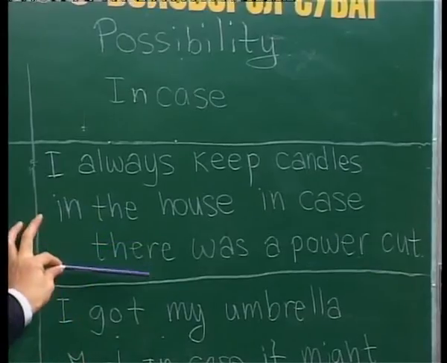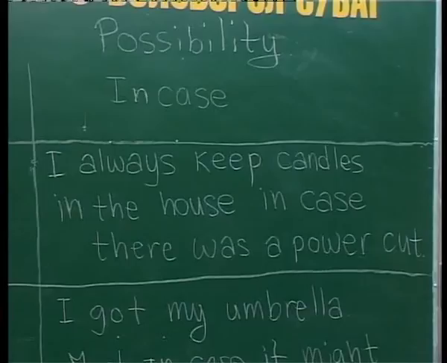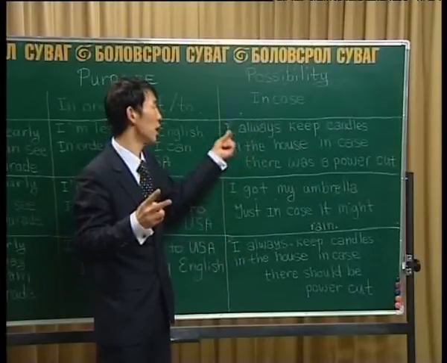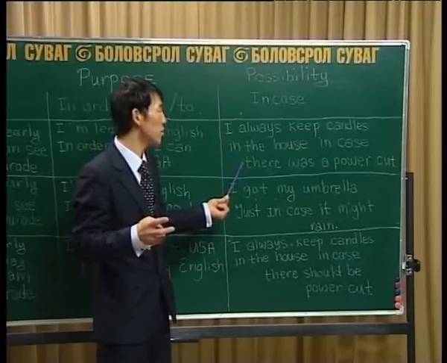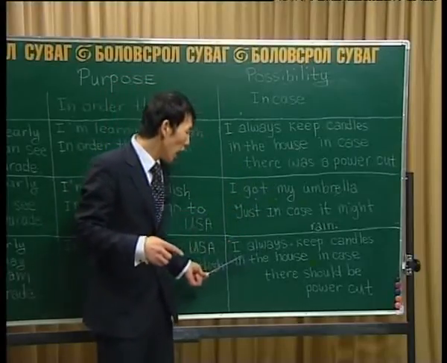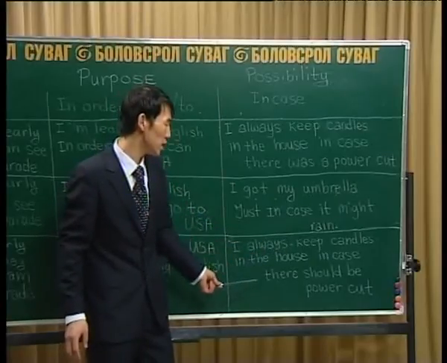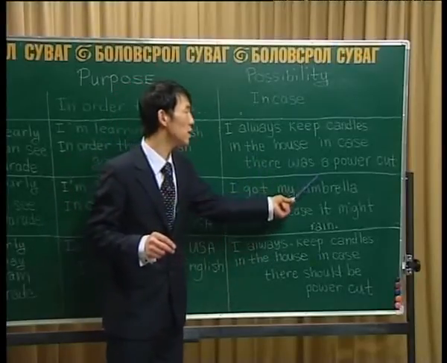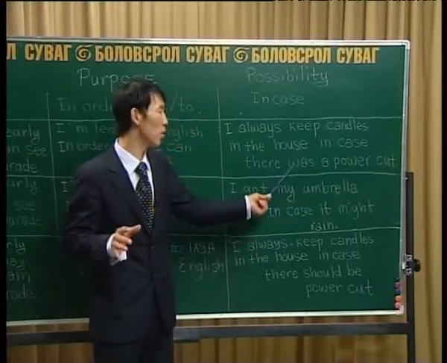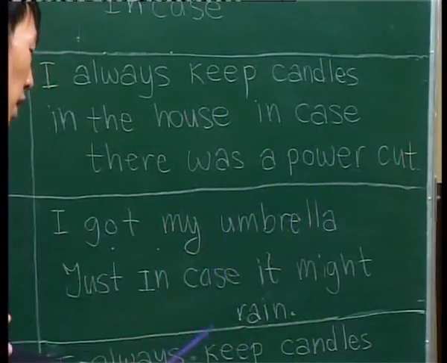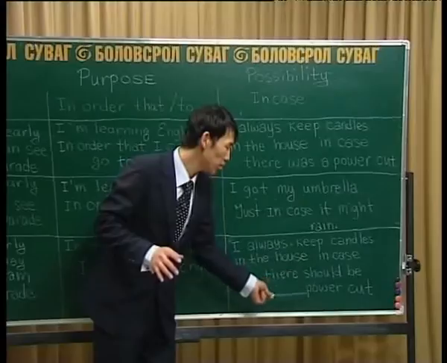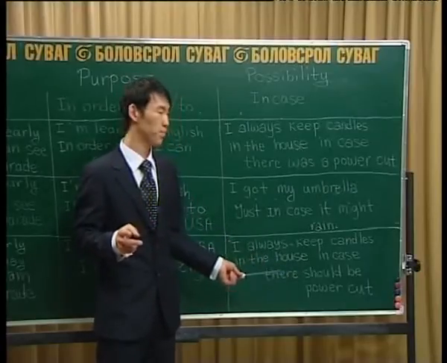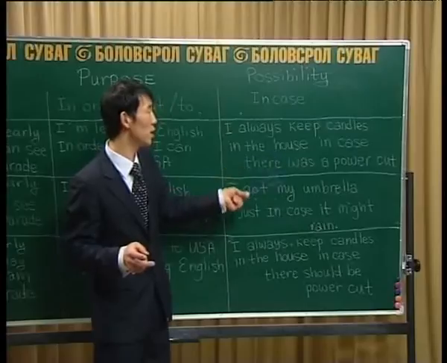Right. This is the first example, but we will compare this with this one. Two different ways to say "in case." I always keep candles in the house in case there was a power cut. And the next one: I always keep candles in the house in case there should be a power cut. Different, all right? Here "was" and there "should be." So two different ways to express "in case."